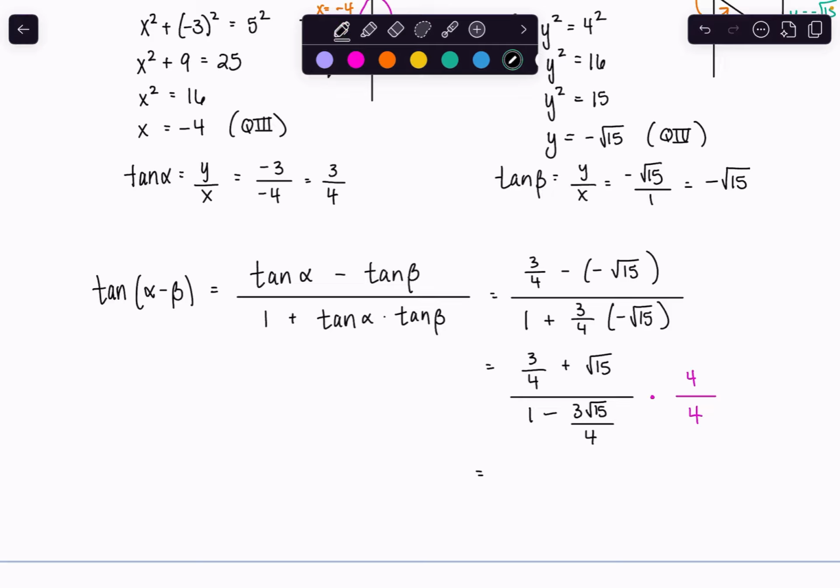So 3/4 times 4 gives us 3. And then 4 times root 15 gives us 4 root 15. 1 times 4 is 4. And then when I take that fraction and times it by 4, it ends up canceling out. So we just get the numerator, 3 root 15. So this is our exact value of tangent of alpha minus beta. Okay. All right. So we've done that version.